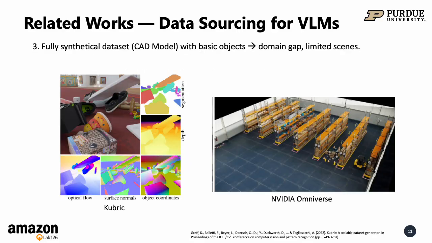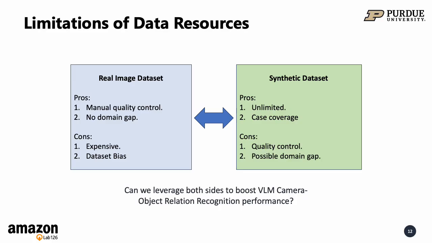Third, there are approaches in the robotics community that use fully synthetic CAD models like NVIDIA Omniverse and Kubric. However, these datasets contain very simple and basic objects with limited scenes. There's a significant domain gap between these synthetic images and real-world images. We also analyze the limitations of both real and synthetic data resources. So can we leverage both sides to boost VLM camera object relation recognition?